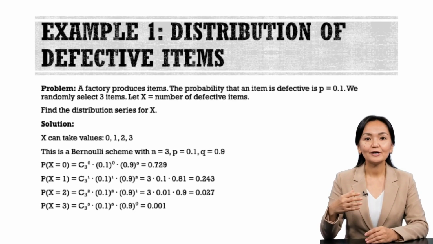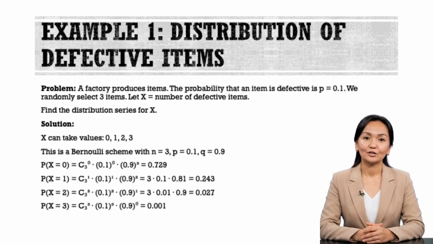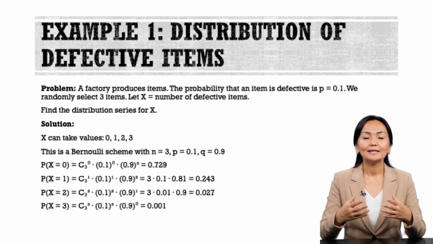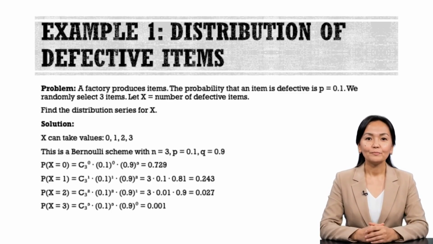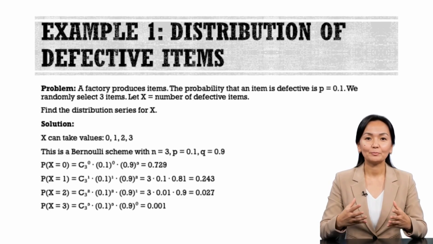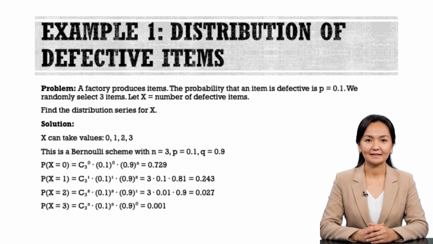Let's work through a practical example. Suppose a factory produces items, and the probability that any given item is defective is 0.1. We randomly select 3 items, and we let X be the number of defective items in our sample. We want to find the distribution series for X. Since we have 3 independent trials, each with 2 outcomes, this is a Bernoulli scheme with n equals 3, p equals 0.1, and q equals 0.9. X can take values 0, 1, 2, or 3. Using the Bernoulli formula, we calculate each probability.